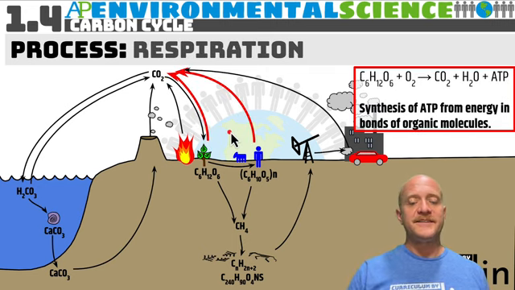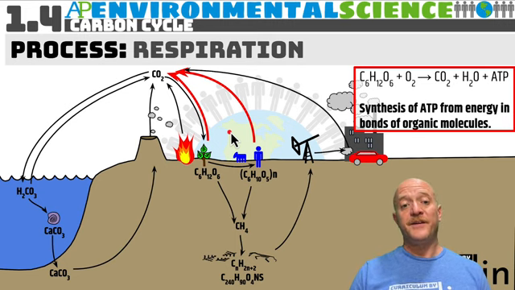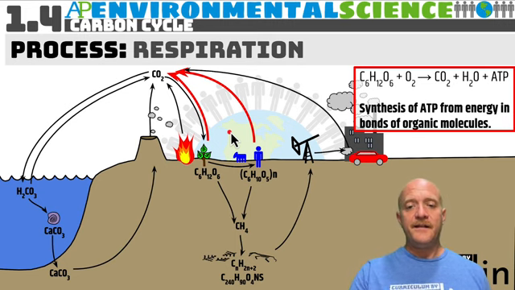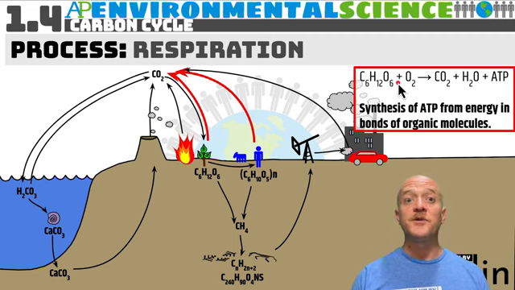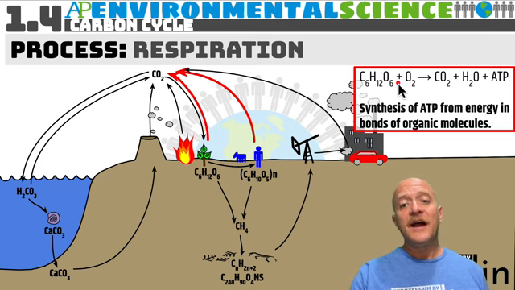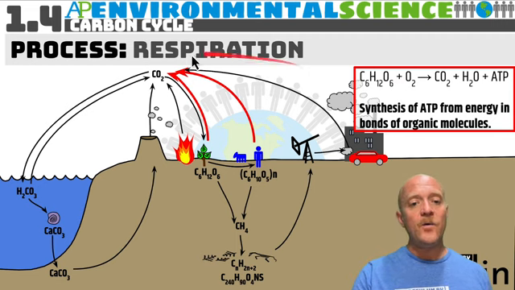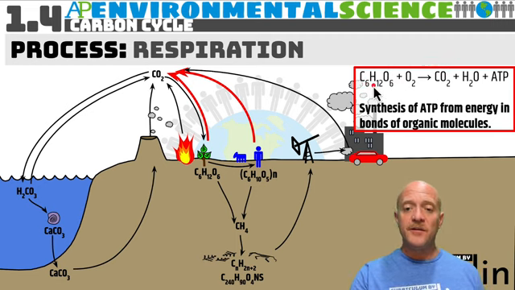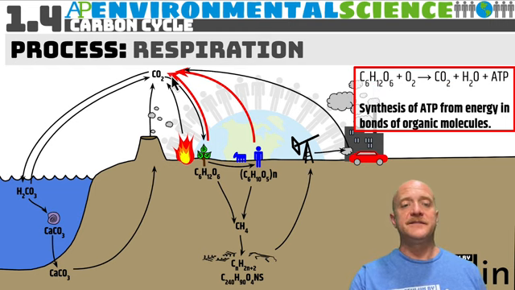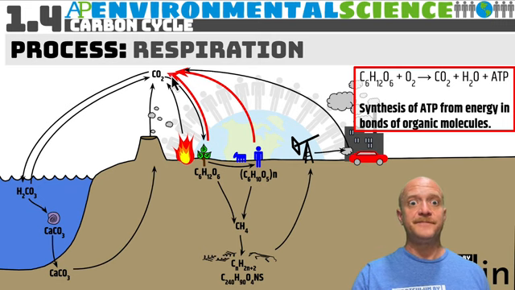The next process is cellular respiration. Respiration, the equation is right here. It is the synthesis of ATP from the energy that's found in the bonds of glucose molecules. It gives off carbon dioxide as a result. Again, with the carbon cycle, we only are really concerned about the different forms of carbon. So we're starting with glucose, we're ending with CO2. Both animals and plants perform cellular respiration.